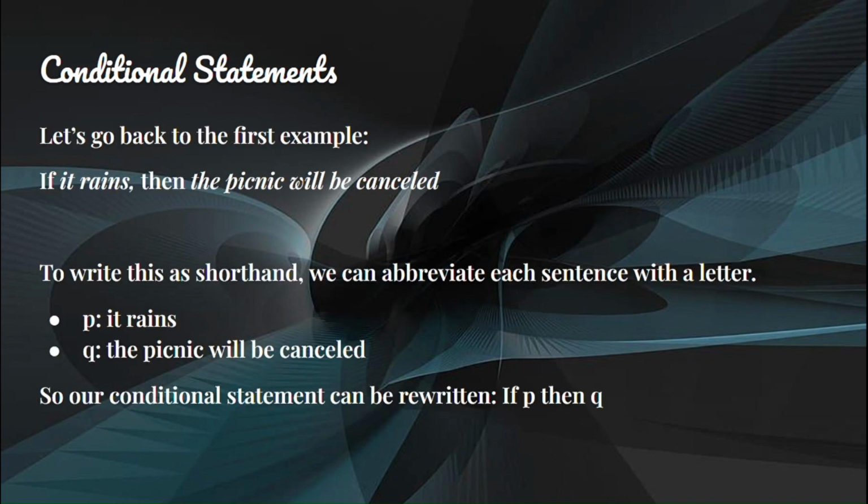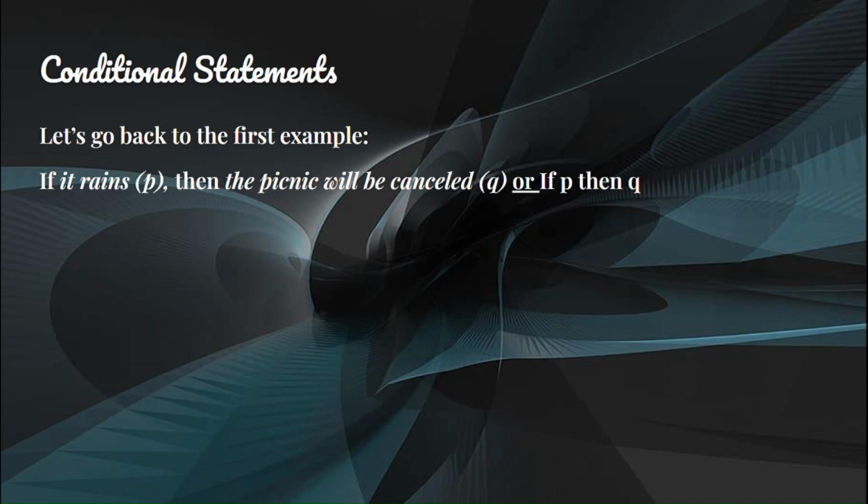All right, and we have a shorthand that we can use to write this down, because in geometry we end up writing these sentences a lot, and we don't want to keep rewriting the same words over and over. We can abbreviate each sentence with a P or a Q or just some random letter. So instead of "if it rains, the picnic will be canceled," we can just say "if P, then Q," knowing that P stands for that hypothesis, and Q is our conclusion. This is just another way of writing that.